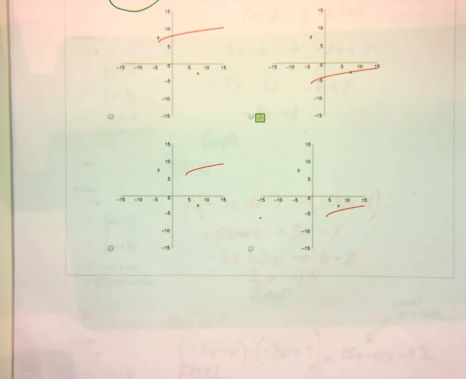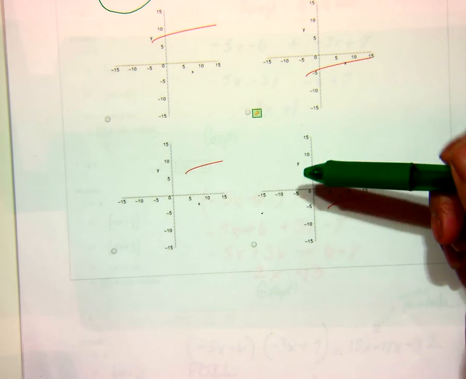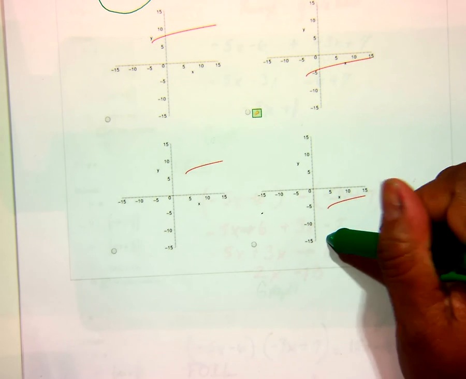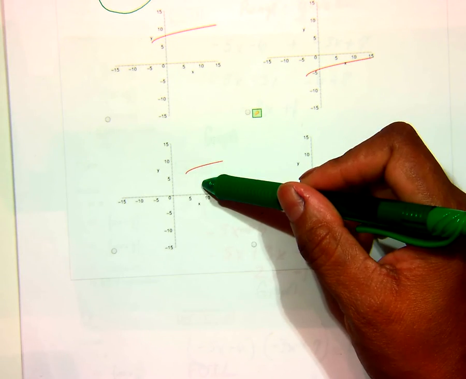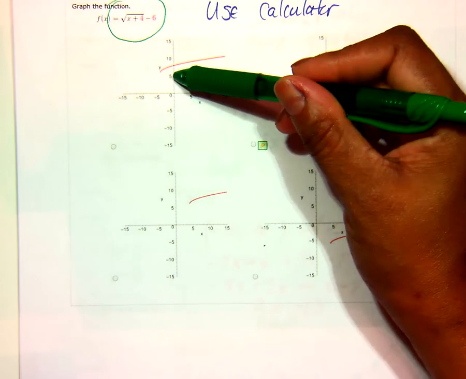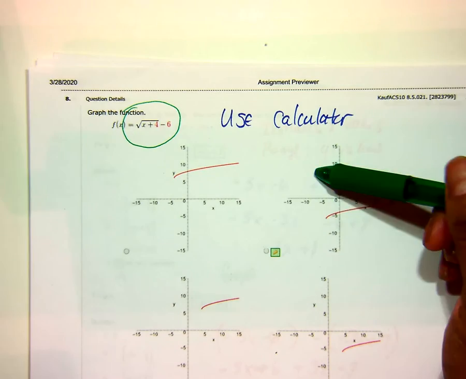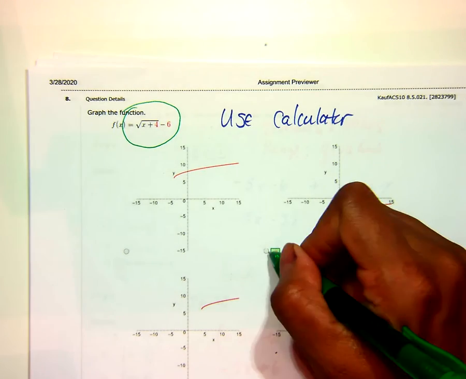So let's look at our graphs to have a better look at it. We know it couldn't be this one because it wasn't on that side, nor this one. So now we're left with either this one or this one. And your correct answer would be this.